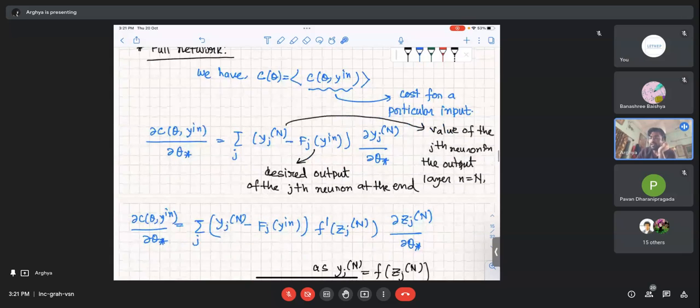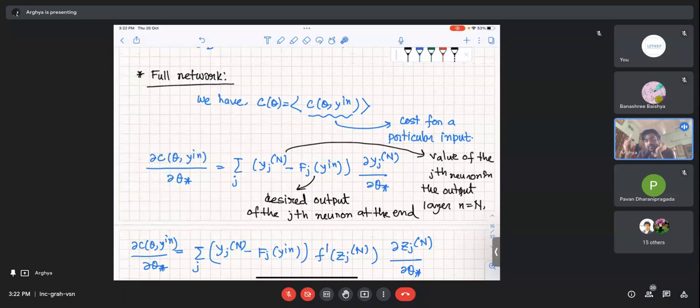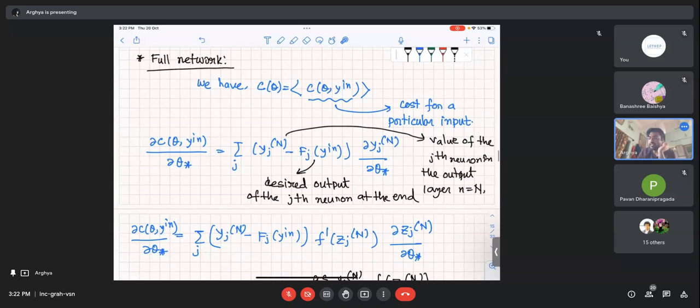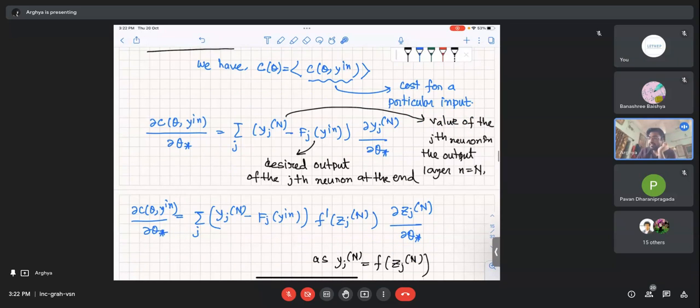So you want to calculate this guy, ∂C/∂θ*. Theta star is somewhere in the network. So to do that, of course, you'd get this result first, where this n denotes the output layer. Because the cost function basically starts at the very end, you can begin with writing this. And this is the desired output of the jth neuron at the end.